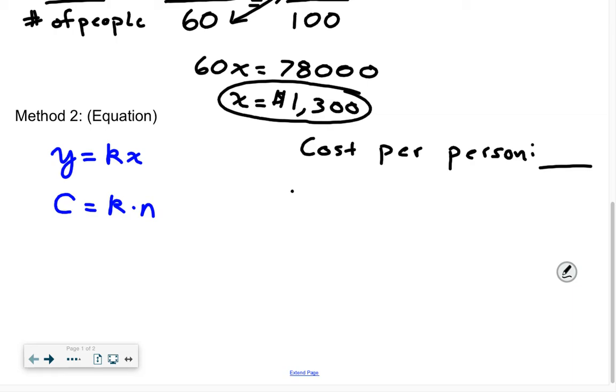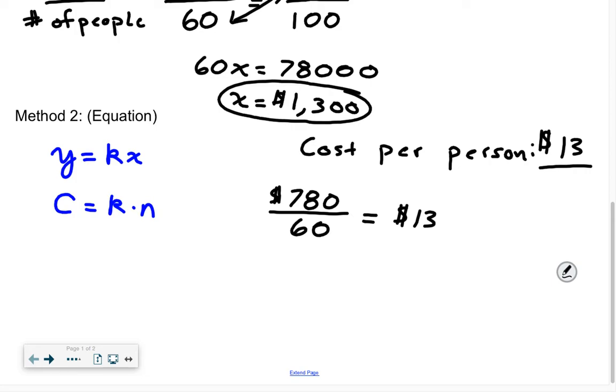Well, if we go back to the beginning, we said that the cost was $780 for 60 people. So through simple division, if we take 780 divided by 60, I will save you a little bit of time, you will find that to be $13. So after doing this, we know that we're going to charge $13 per person. So we need to take that $13 times however many people are going to show up.